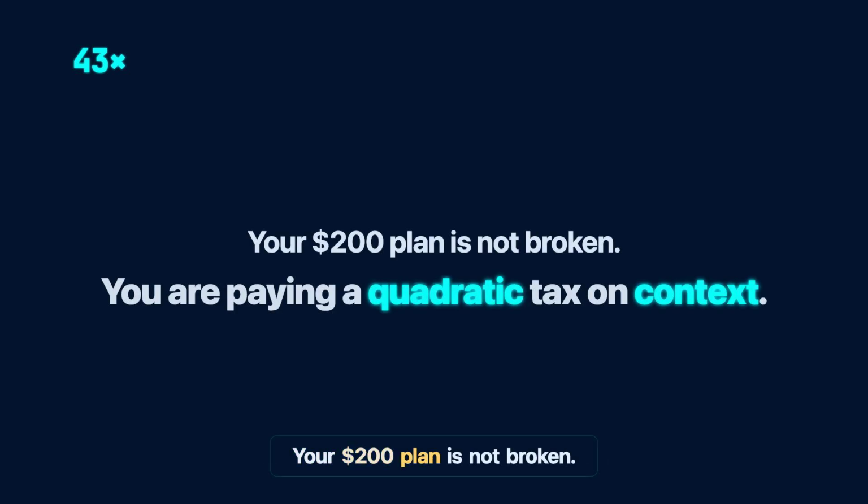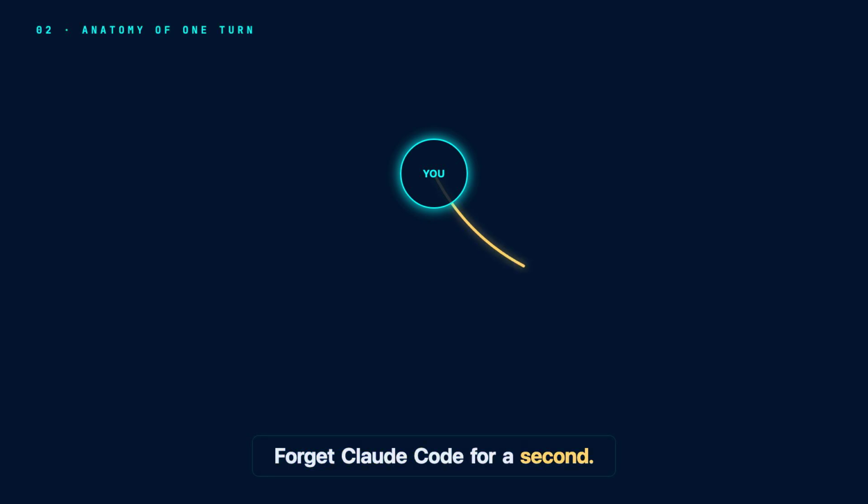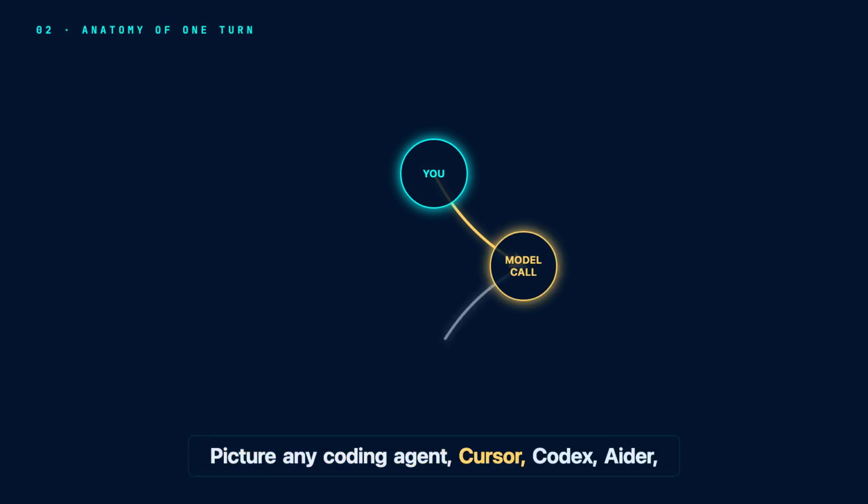Your $200 plan is not broken. You are paying a quadratic tax on context. Let me open up exactly where the 42 extra calls go. Forget Claude Code for a second. Picture any coding agent. Cursor, Codex, Ada, the loop is the same.